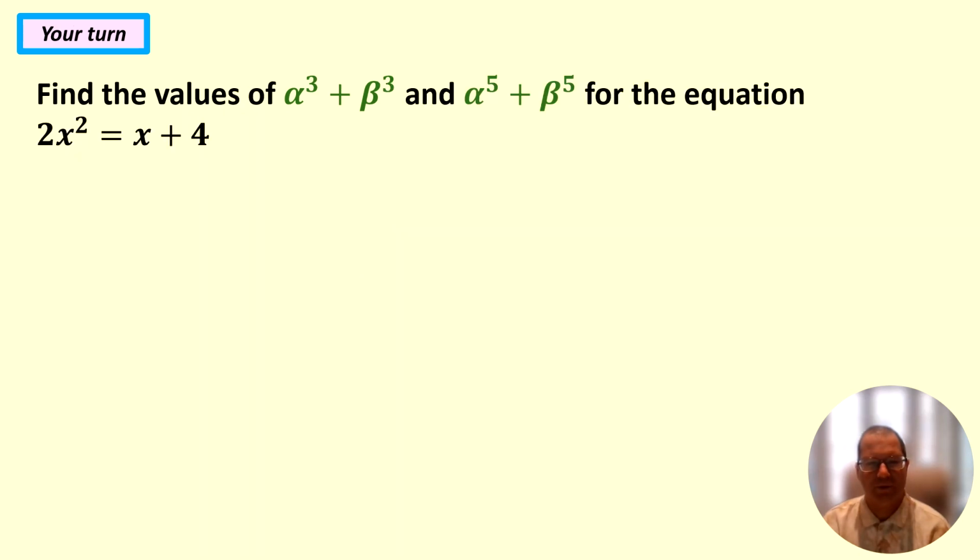So now it's your turn. I'd like you to pause the video. You've been asked to find the values of alpha cubed plus beta cubed and alpha to the 5th plus beta to the 5th for this equation here, 2x squared equals x plus 4. We have already considered alpha cubed plus beta cubed, and again you can use the binomial expansion to investigate alpha to the 5 plus beta to the 5.